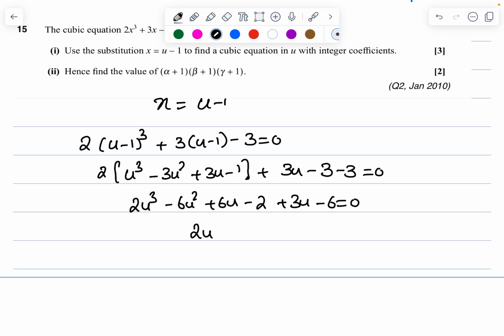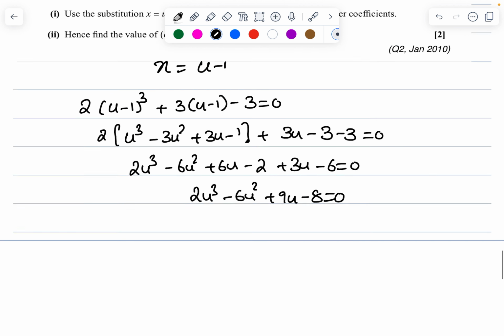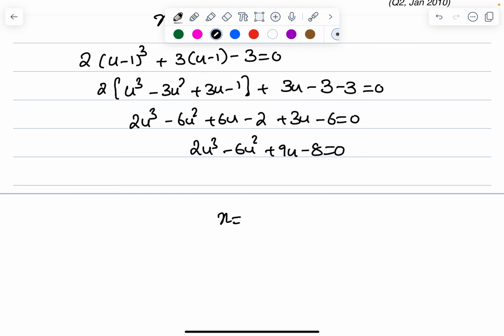So 2u cube minus 6u square plus 6u plus 3u is nothing but what? 9u minus 8 equals 0. So we know that x equals u minus 1. So u equals x plus 1. So what will be the roots for this one? Alpha plus 1, beta plus 1 and gamma plus 1.